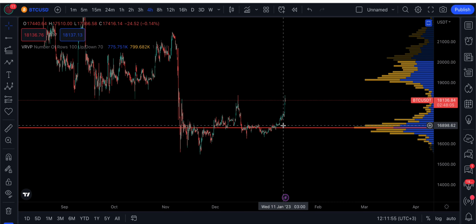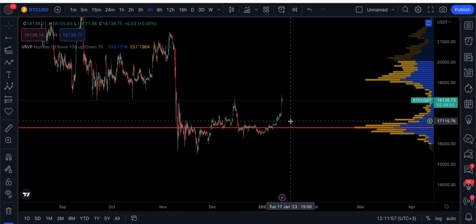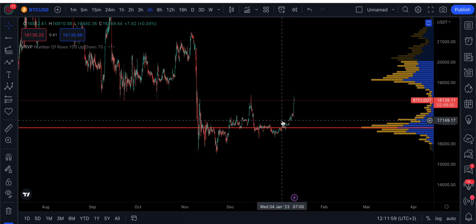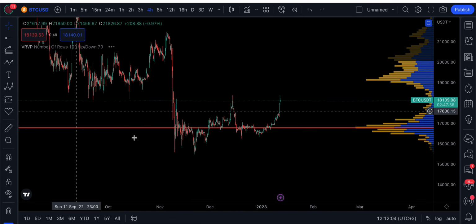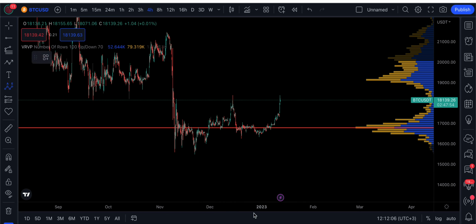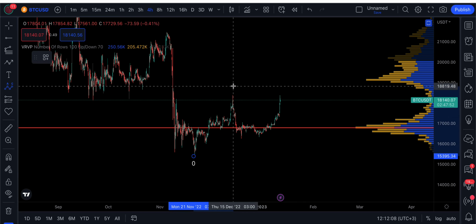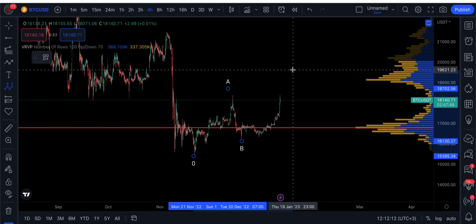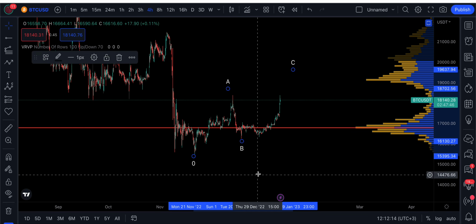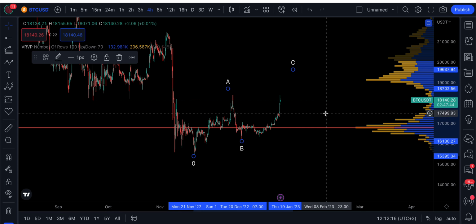Trades. Today we're going to look at BTC and Ethereum. So without further ado, let's begin. We have had our wave A, we have had B, and now we are in the C wave. How far is C expected to go?